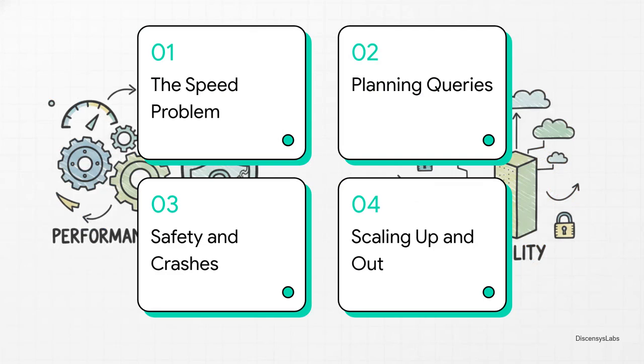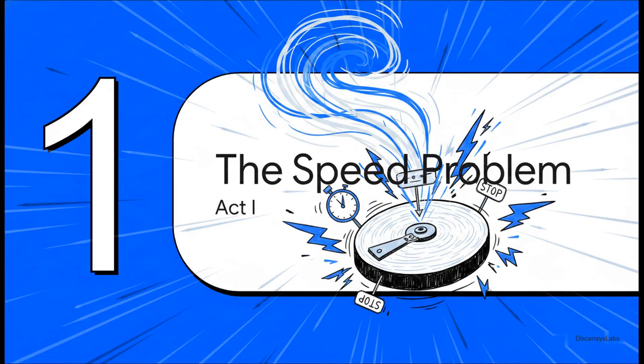So here's our roadmap for today. We're going to systematically tackle the speed problem, planning queries, safety and crashes, and finally wrap up with scaling up and out. Let's jump right into Act 1, the illusion and the speed problem.